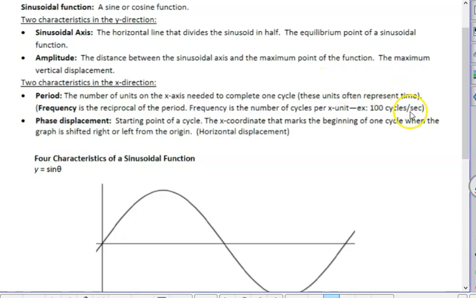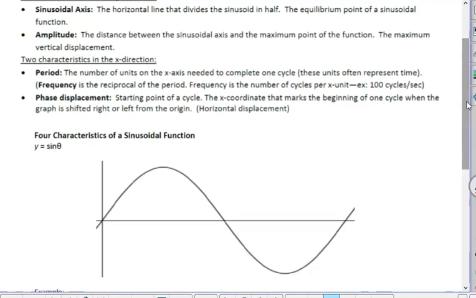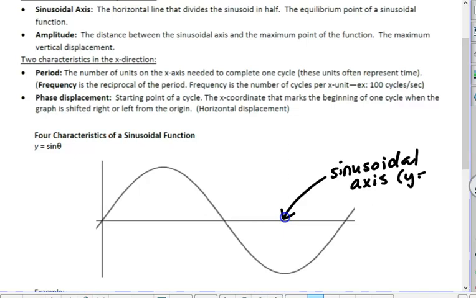So number one is the sinusoidal axis. That is the horizontal line that divides the sinusoid in half, or the equilibrium point of a sinusoidal function. So down here, in this case, it's going to be the x-axis. So this is the sinusoidal axis. In this case, it's y equals 0.